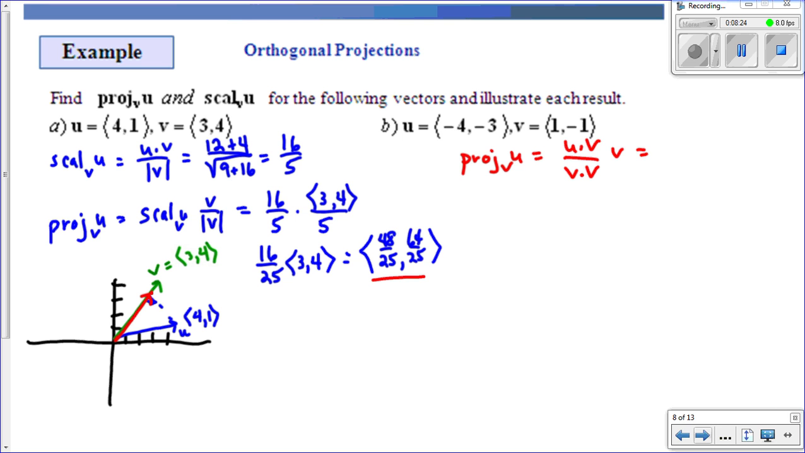U dot v will be -4 plus 3 over v dot v, which is 1 plus 1. And then the vector v, so we have -1/2 times the vector 1, -1, which would be the vector -1/2, +1/2.